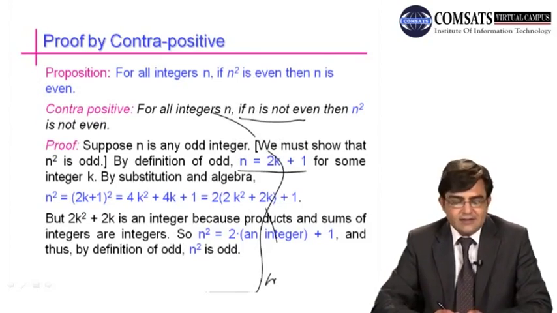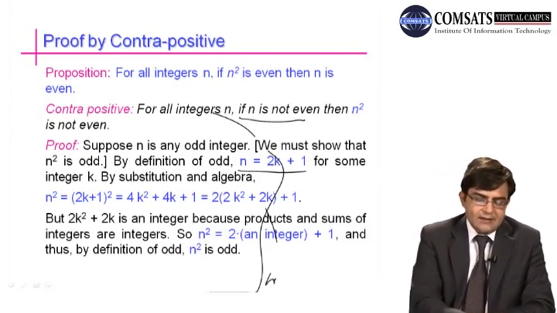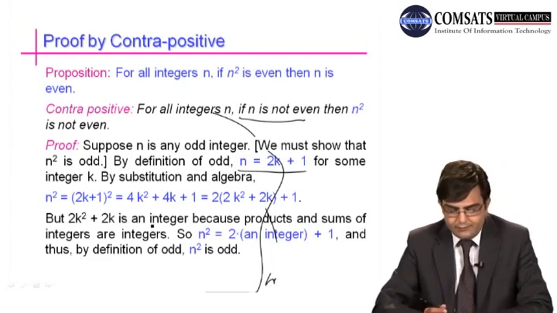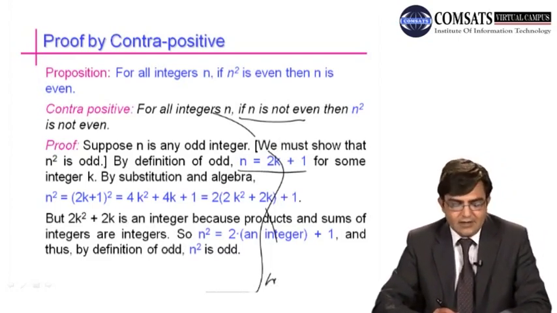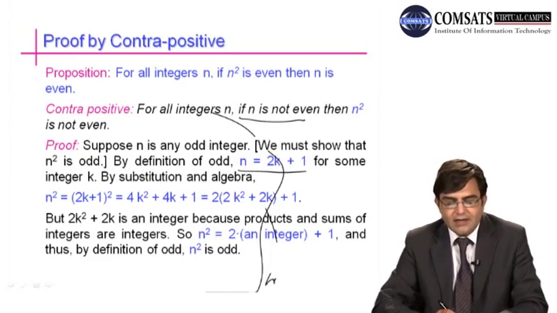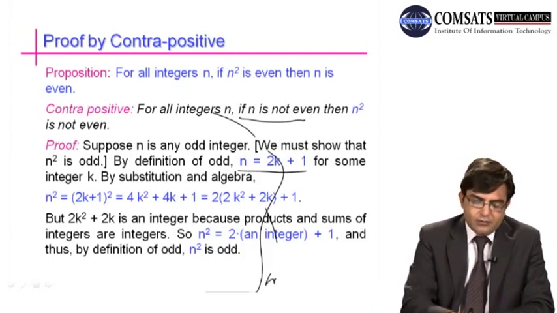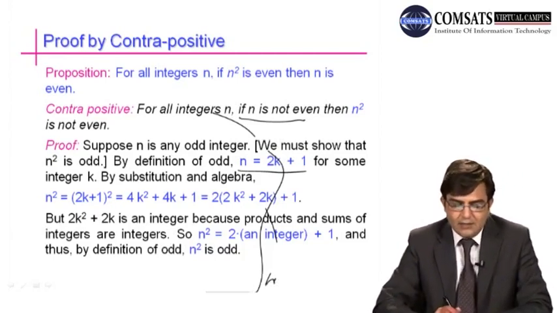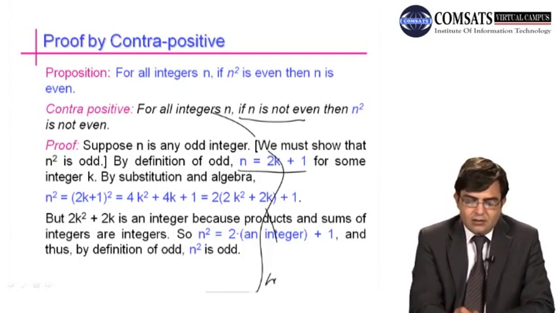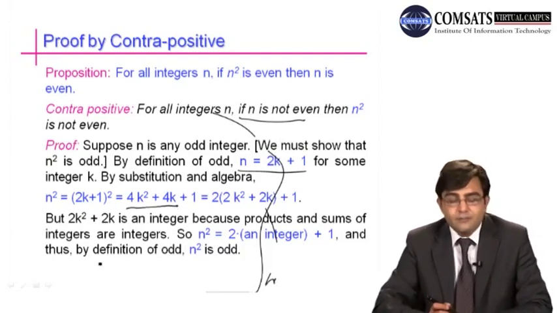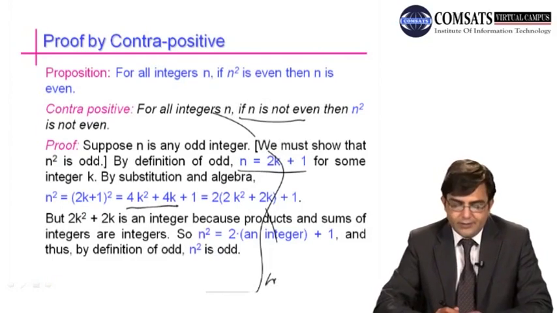And we have to prove n square is odd, so we take the square on both sides. n square is equal to 2k plus 1 whole square. We open up the square, a plus b whole square, which is a square plus b square plus 2ab. So we have obtained 4k square plus 4k plus 1. From the first two terms we take 2 as common, and we can write 2 into 2k square plus 2k, plus 1.